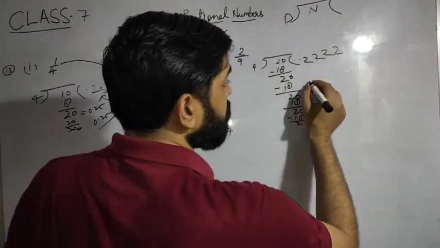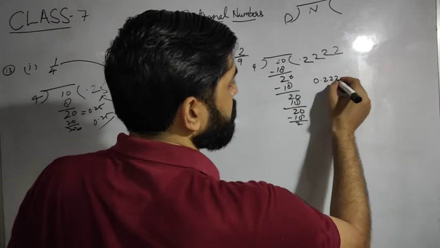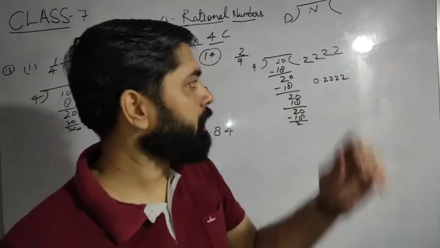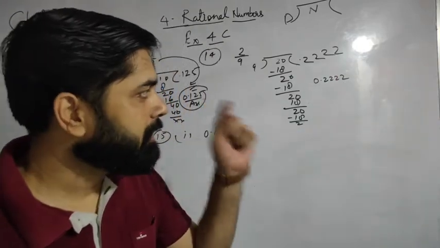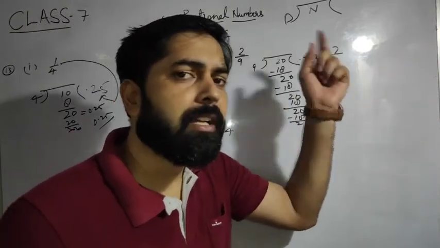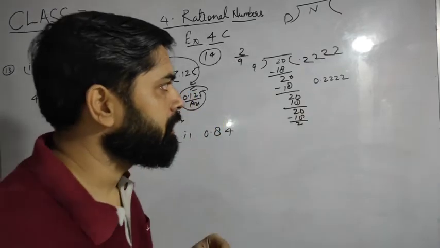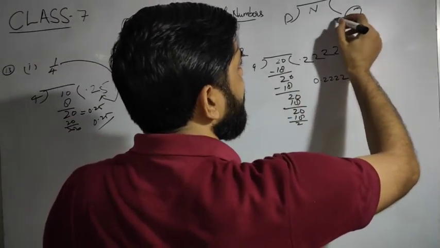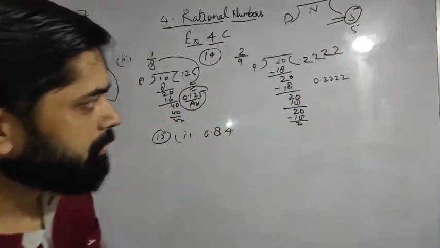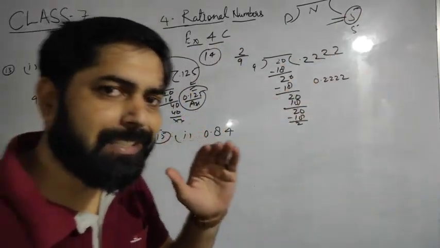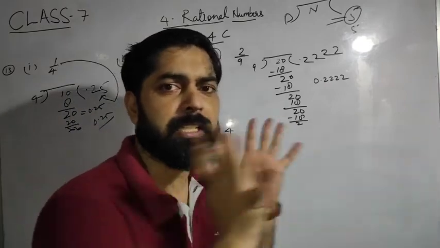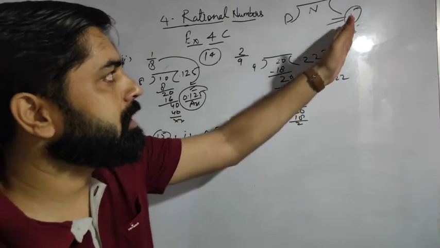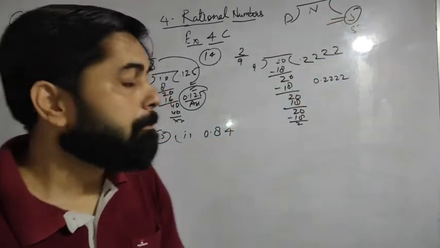Look here. What is the rule? What is it? 2.222. The question says find up to 3 digits, you find 4 digits, then you observe the last digit, meaning the 4th digit. So if the 4th digit here is less than 5, so write the same answer up to 3 digits. We will write the same up to 3 digits if the 4th digit is less than 5.